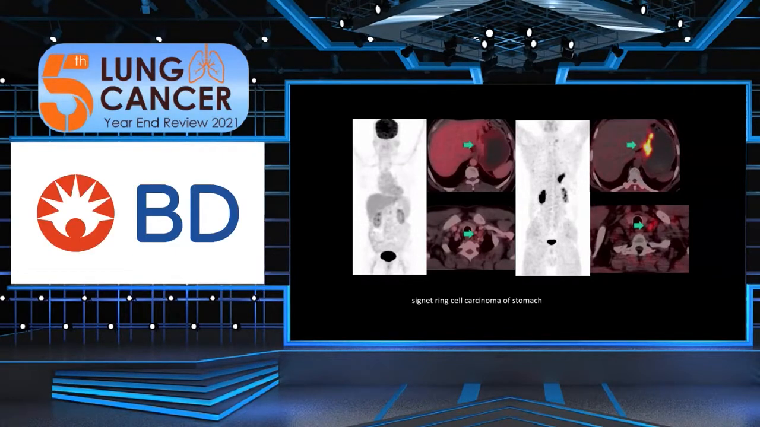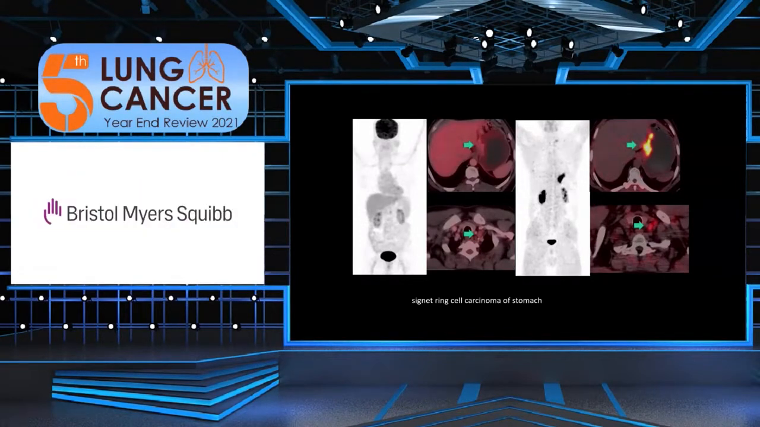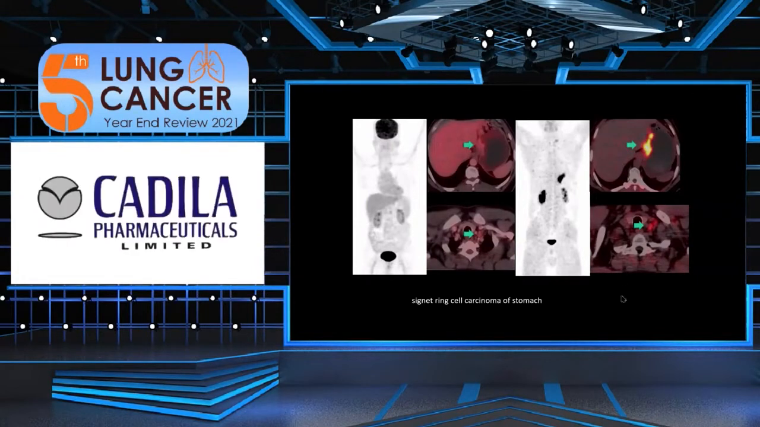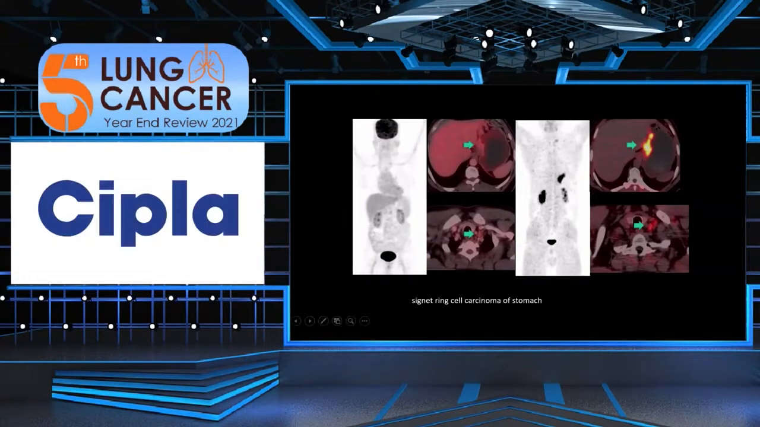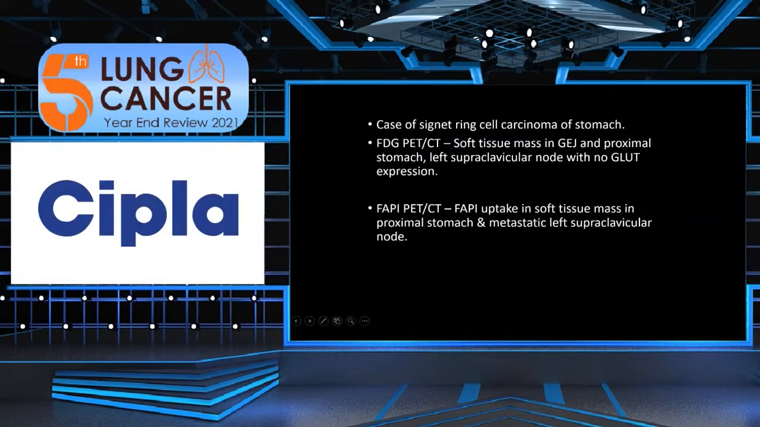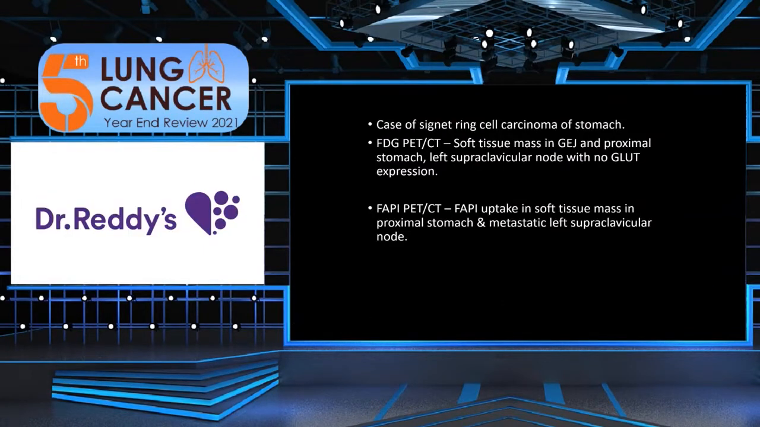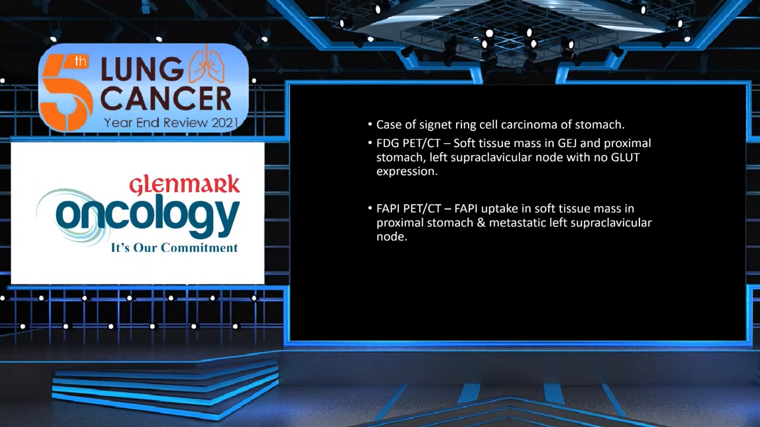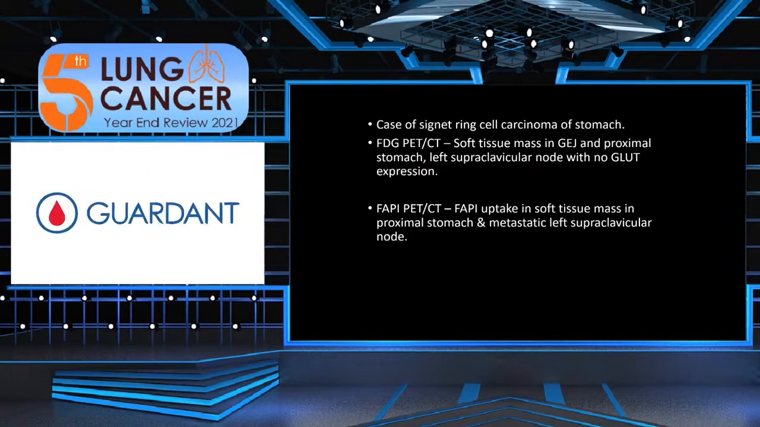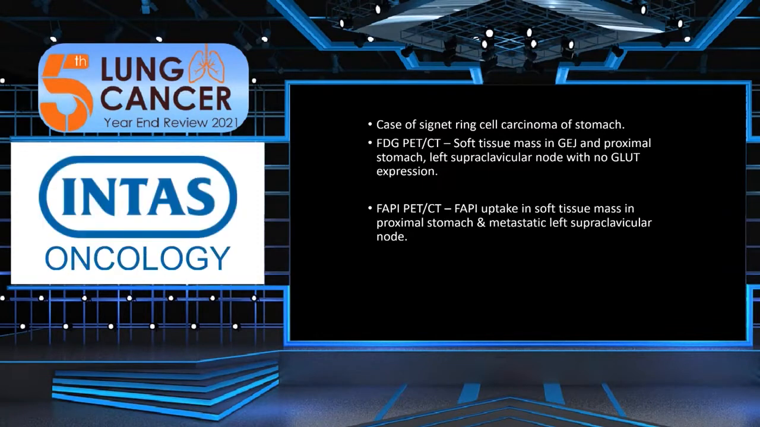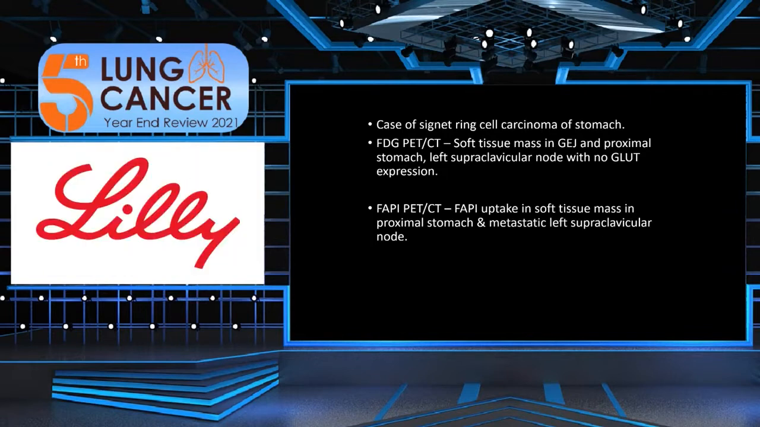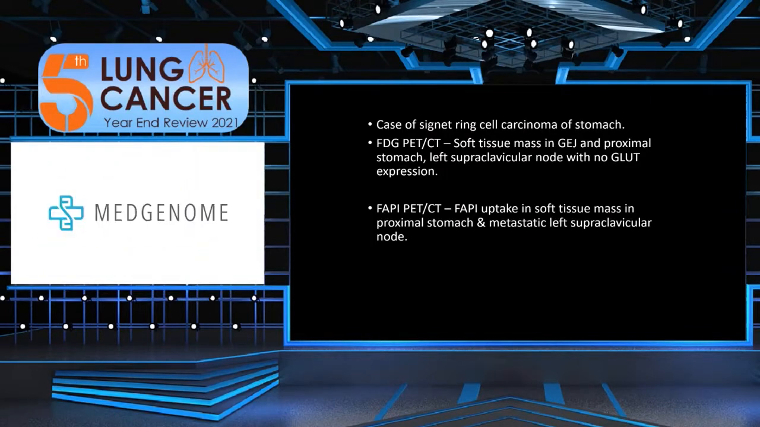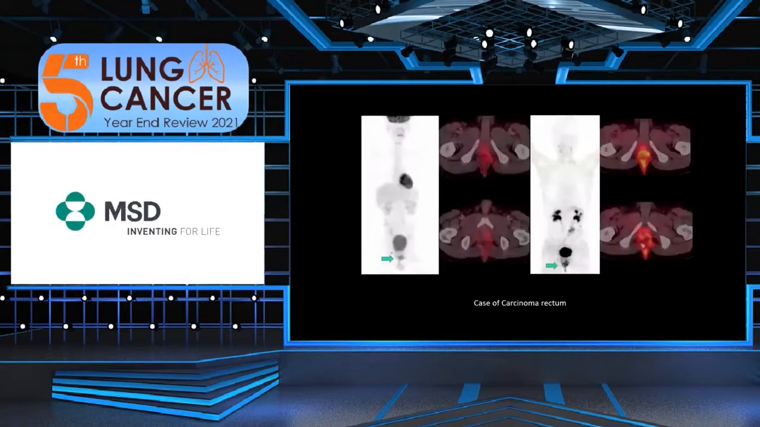But all these have now changed, because now we have FAP, and FAPI will do very well, and it will surely replace FDG in this. In fact, FAPI PET has now given an opportunity to look at many of these tumors, both at staging and also at restaging. So this is another case of a signet ring cell carcinoma of the stomach, and FAPI uptake in the soft tissue mass proximal to the metastatic left supraclavicular region is what we just saw.